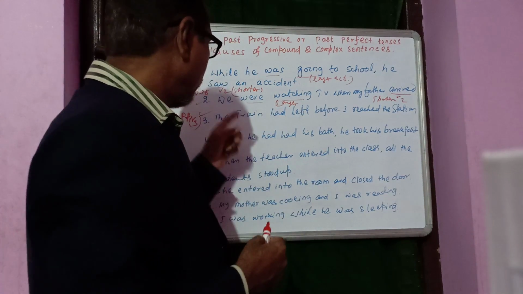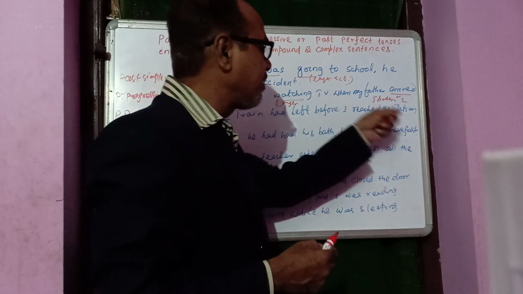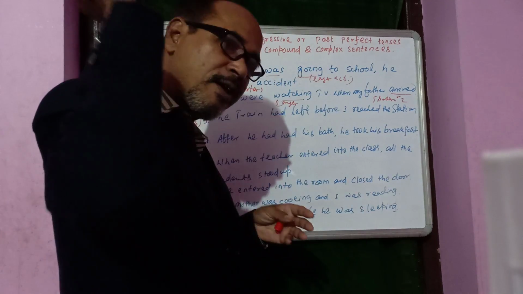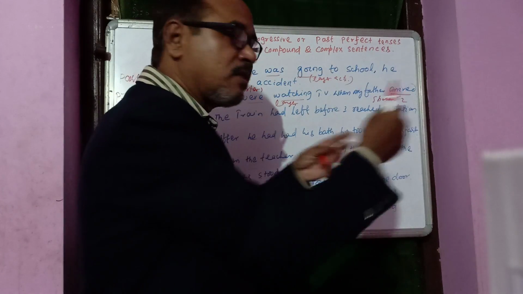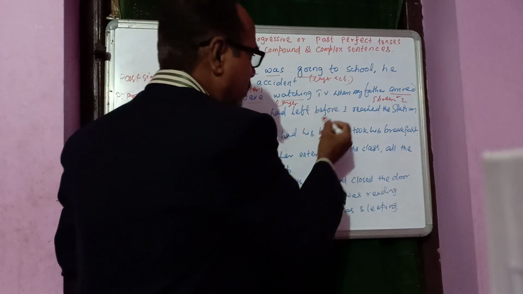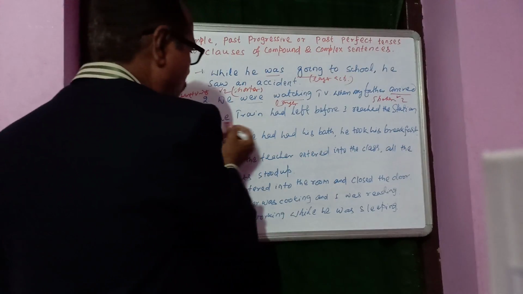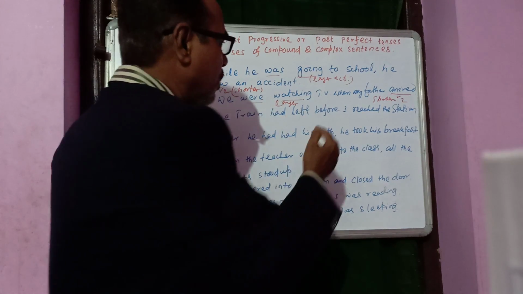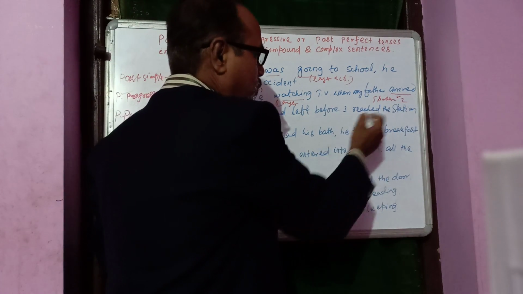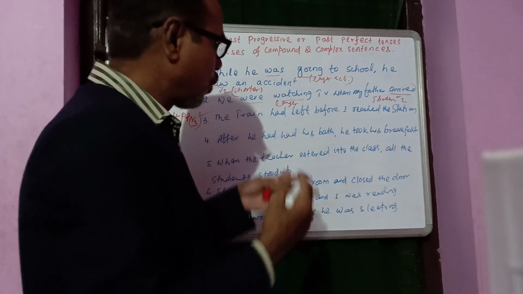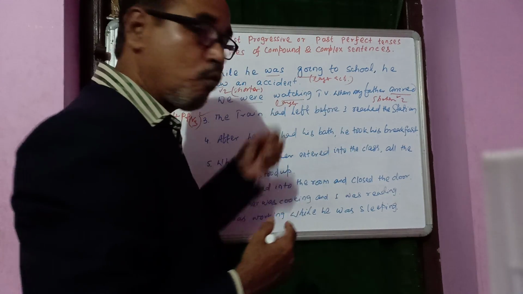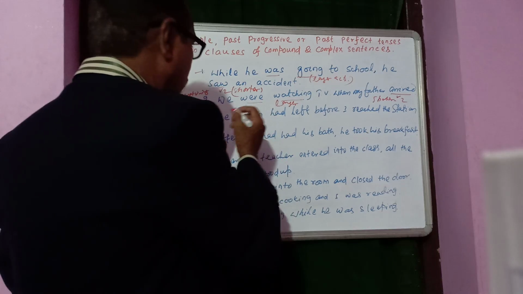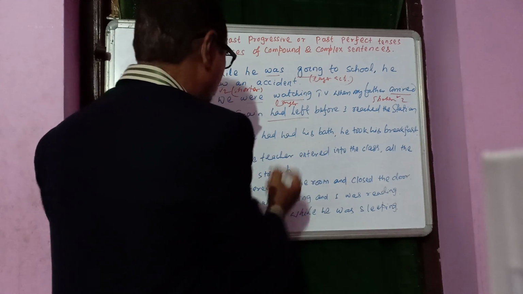Example 3. The train had left before I reached the station. The train had left before I reached the station. This is one clause. This is another clause. The train had left, the first clause, is the main clause. Here this is the subordinate clause. Before is the subordinator, the subordinate conjunction. This is a complex sentence.